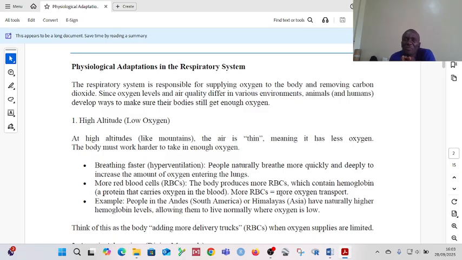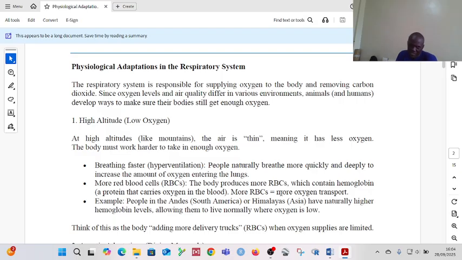This respiratory system is responsible for the supply of oxygen in the body and the removal of carbon dioxide. Since the levels of oxygen and the amount of air differ depending on the environment where a particular animal is, these animals develop mechanisms to make sure that even in an environment where the quality of air is low, they are still able to get enough oxygen.